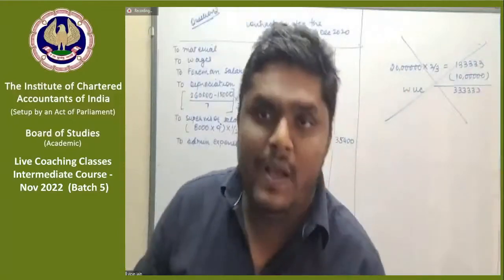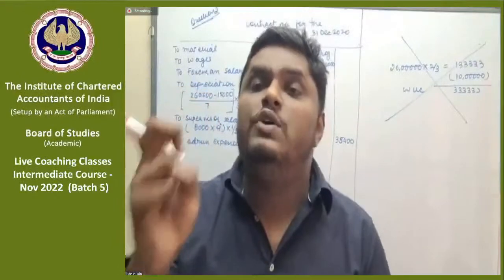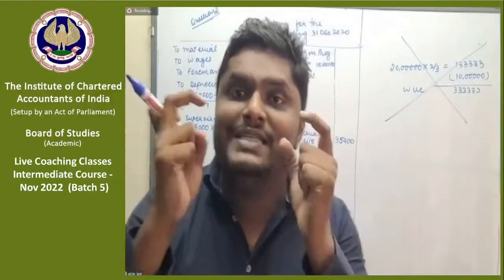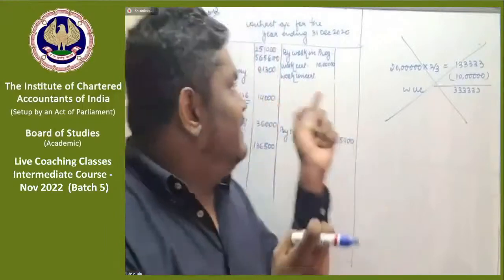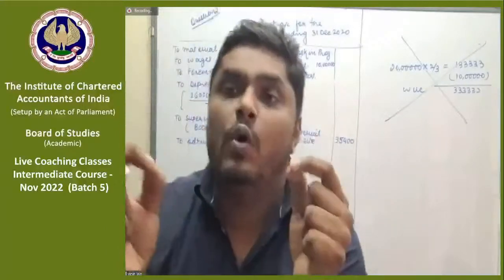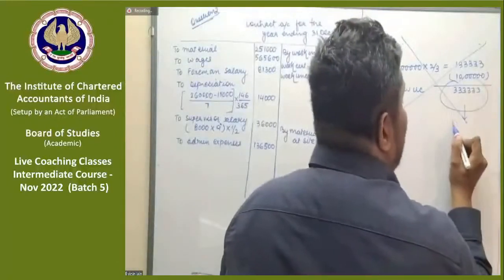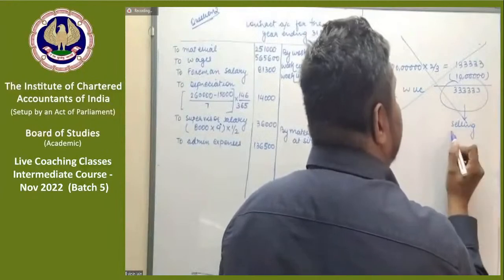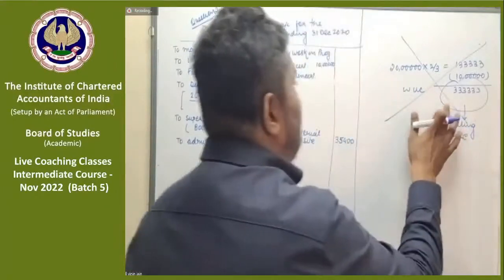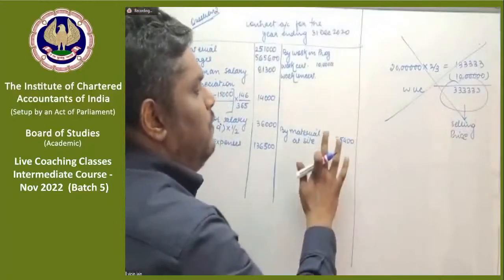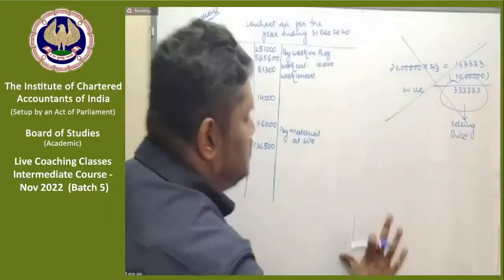No. Because 3,33,333 is the selling price. And as I have told you very clearly, work uncertified is always valued at cost price. This is the selling price of the work uncertified, and we cannot value work uncertified at selling price. We have to value work uncertified at cost price only.